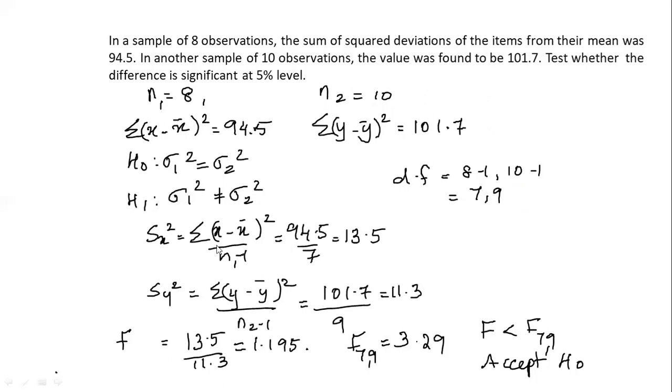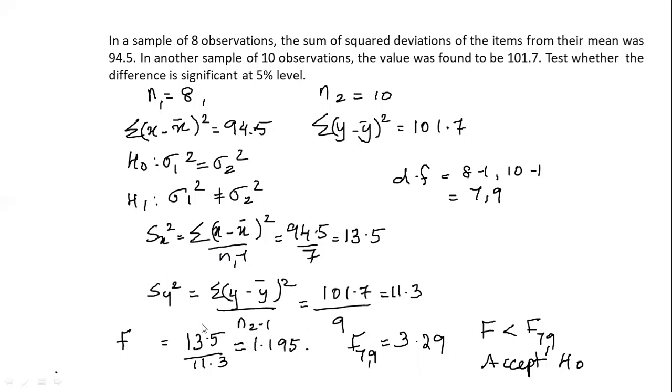And we can, of course, calculate the variances as sx square and sy square with the data that is given to us. You have it as the sum of (x minus x bar) the whole square by n1 minus 1, and the sum of (y minus y bar) the whole square by n2 minus 1, giving you respectively 13.5 and 11.5.